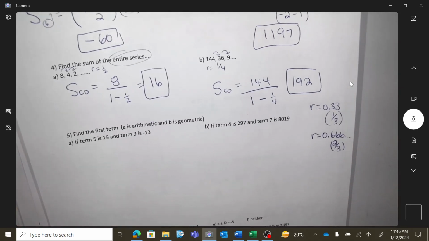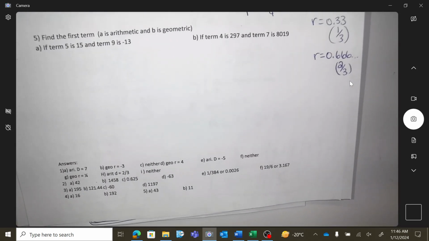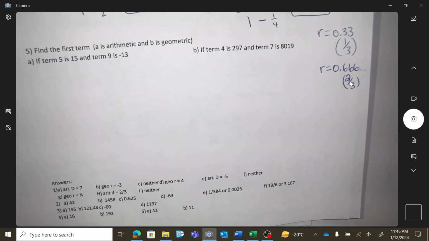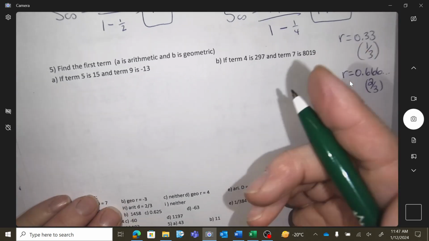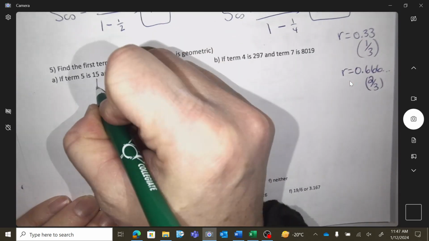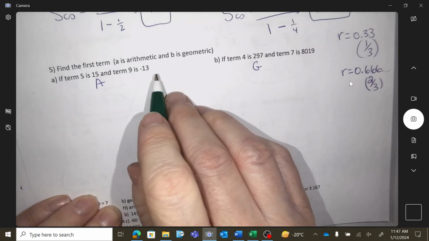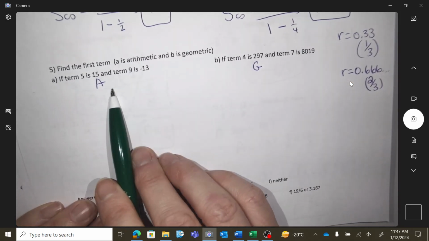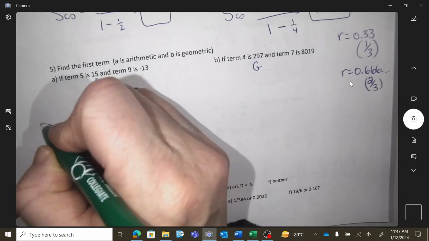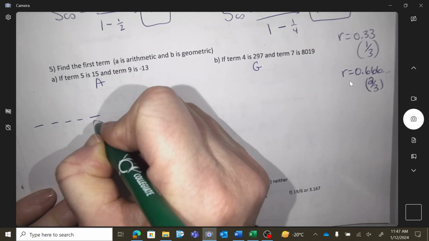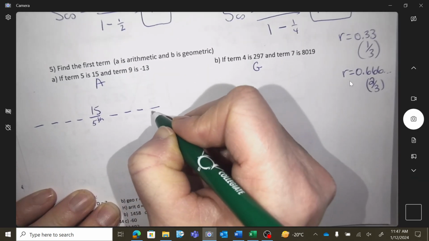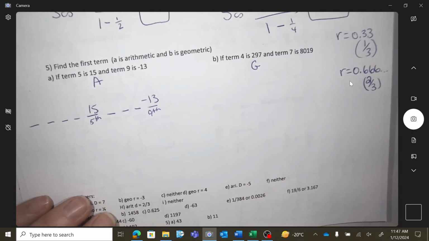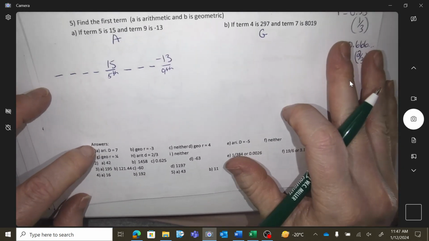Okay, this last question, number 5. If I could say, most people get almost 100% on this test, except this question seems to stump most people. Okay, so here we go. This one is arithmetic, and this one is geometric, because it told me in the instructions. A is arithmetic, B is geometric. Okay, it told me the 5th term, and it told me the 9th term.